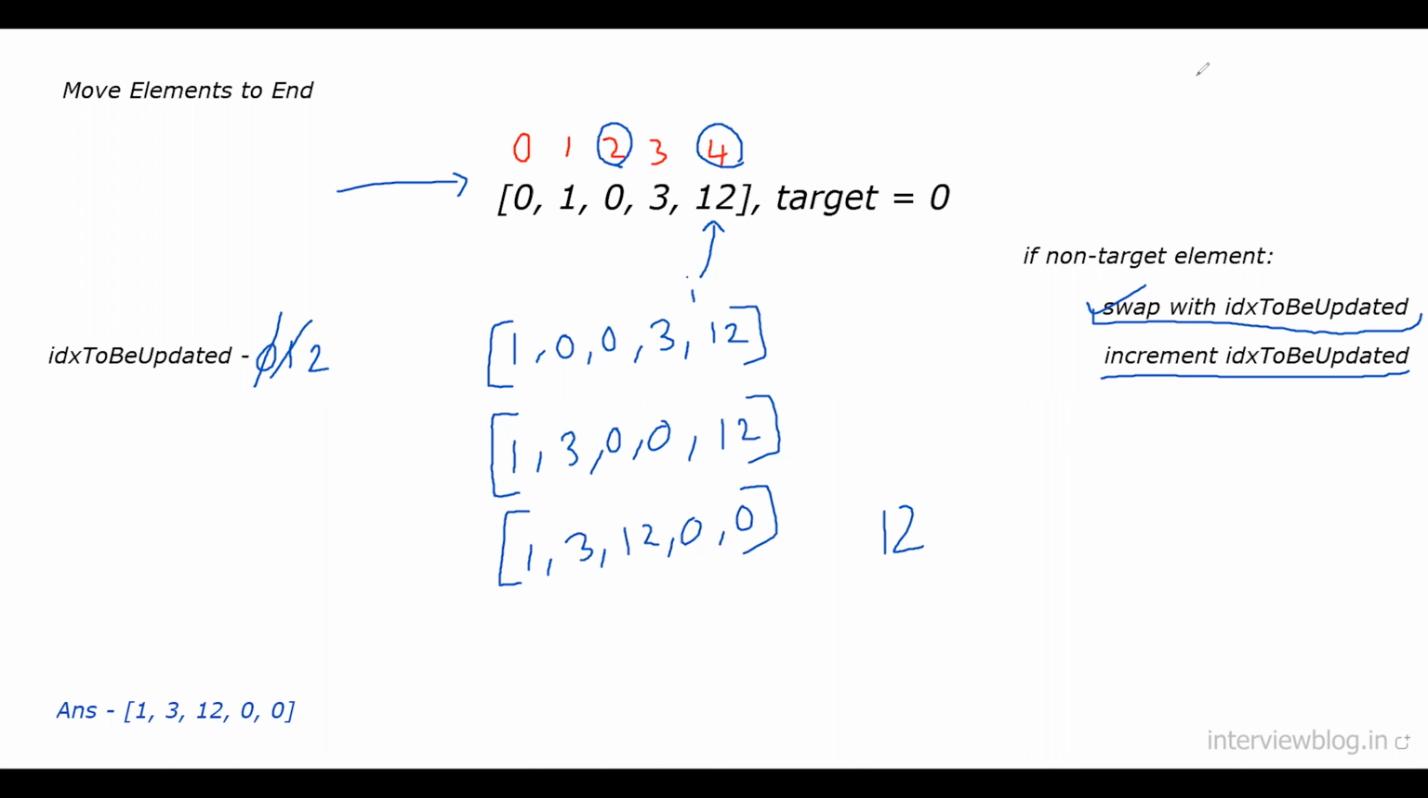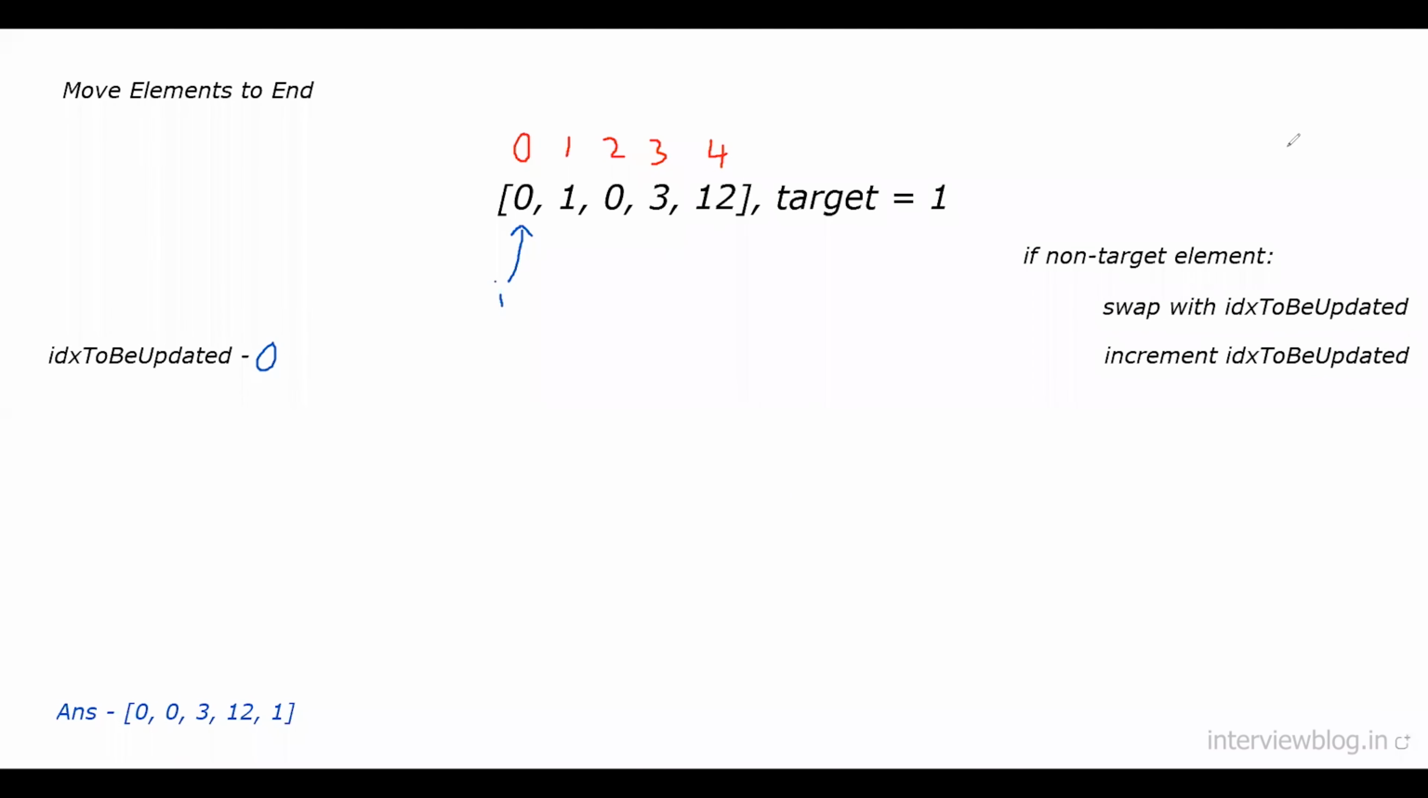So now we can see that we have completed traversing the entire array and we have found the answer. That is, all the target elements are moved to the last positions of the given input array. So hope you understood the solution. Let us quickly see another example.